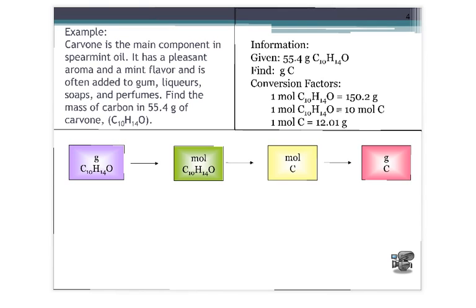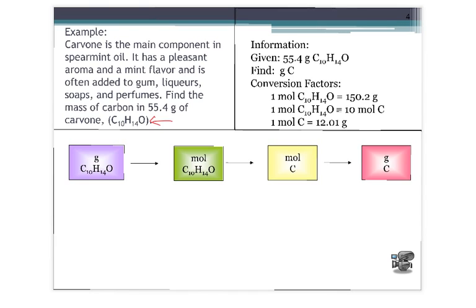Okay, now let's do another example. Carvone is the main component in spearmint oil. It has the pleasant aroma and the mint flavor that is often added to gums, liqueurs, soaps, and perfumes. So we want to find the mass of carbon in 55.4 grams of Carvone. And let's see here that I gave you the chemical formula for Carvone. I don't expect you to know that. So we want to go from grams of Carvone to how many grams of carbon in that.